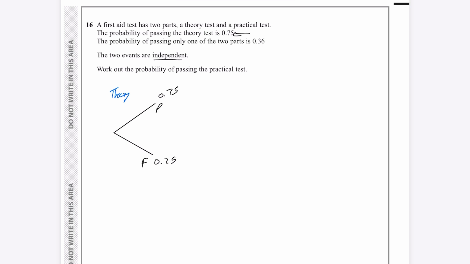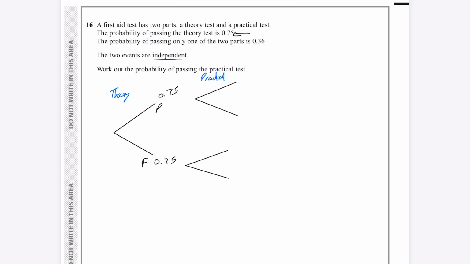And then once you've passed the theory, only then would you take the practical. So the practical comes after the theory. So if I draw another line here and here, and then here, and here, and then just write here maybe practical.